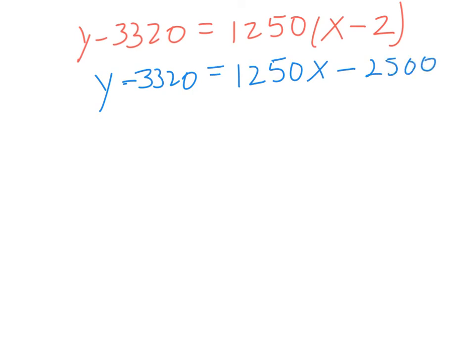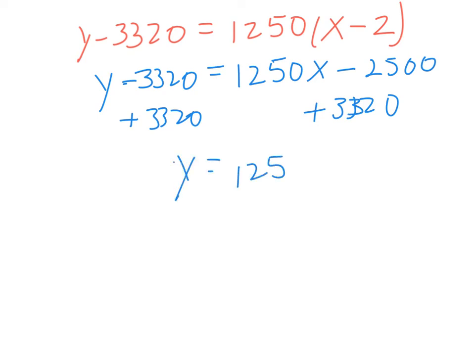Now, we're going to go ahead and add, because we're going to solve for y. That's really what you're doing, solving for y. We're going to add 3320 to both sides. So add 3320. And y we find equals 1250x plus 820. If you want to check the math on that, you're welcome to do so.